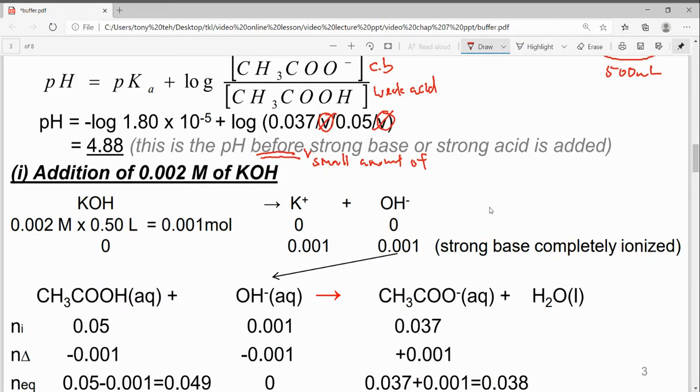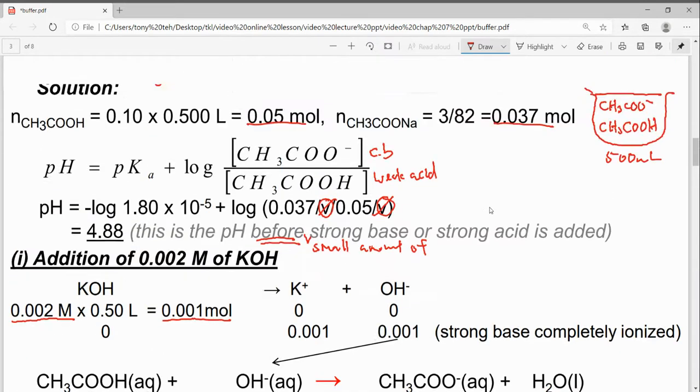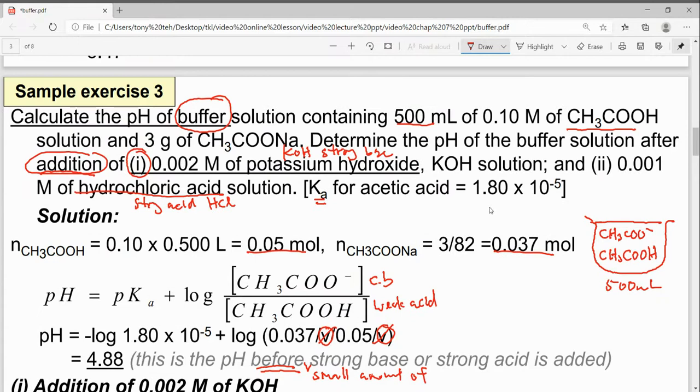Okay, so it is addition of strong base. Why do I change to mole? I change to mole because in this question, it never mentioned the volume of potassium hydroxide. Is it 1 decimeter cube? Is it 1 centimeter cube? Or is it 5 centimeter cube? It never mentioned. But we do know that they will be in the same volume.